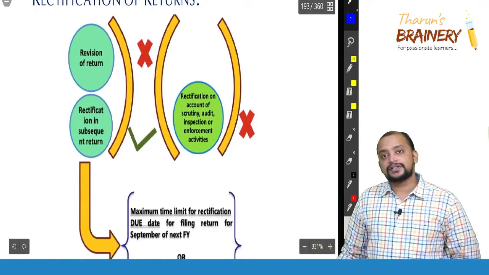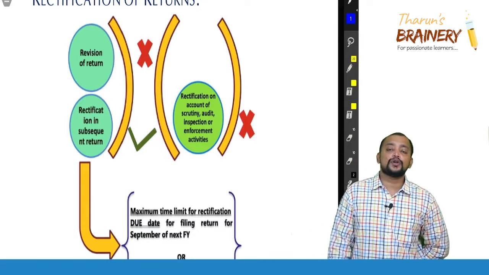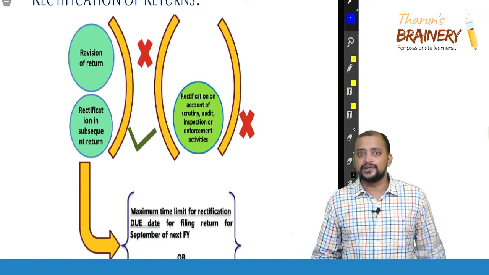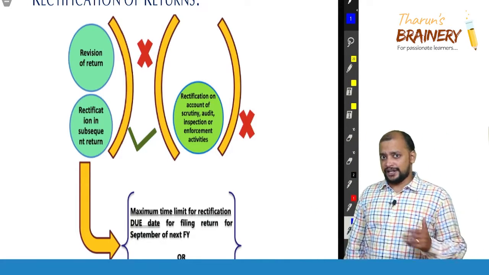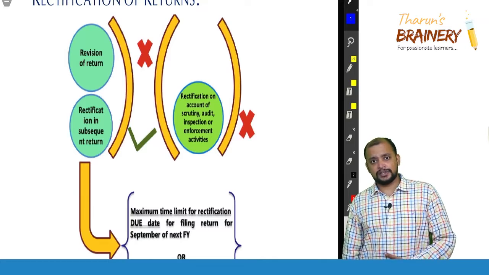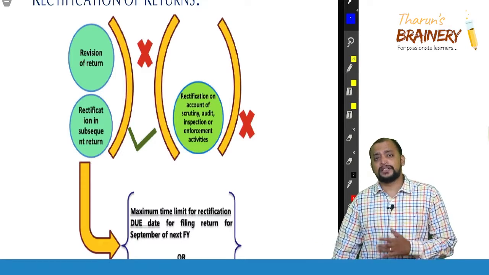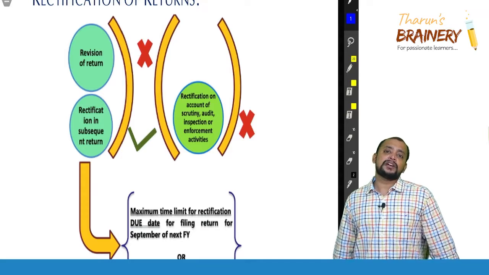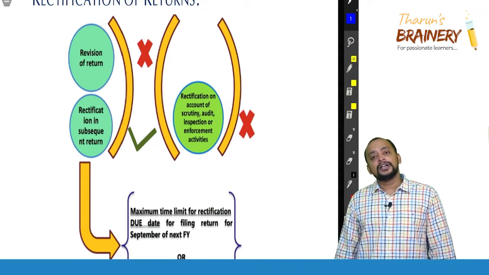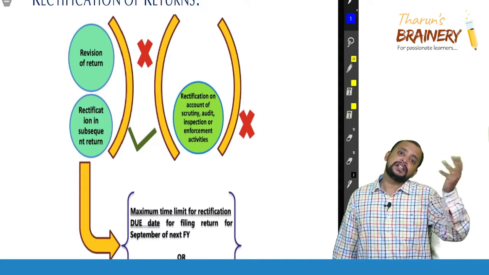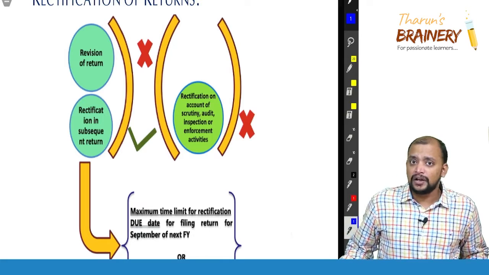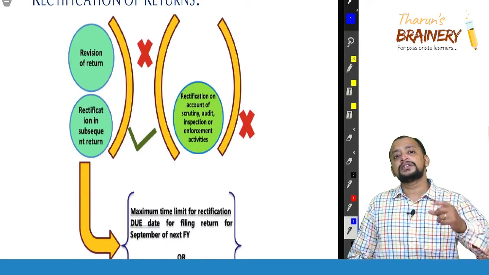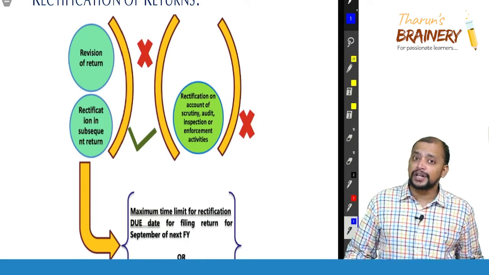Then, rectification of returns. What is this rectification of returns? There is no concept of revision in returns in GST. So you filed a return and you need to rectify that return. In the subsequent month's return, for example, if you want to rectify the Jan month return, in February or March month when you file the return, in that return you can rectify the data pertaining to Jan. There are some amendment tables, and in those amendment tables we can do the rectification.